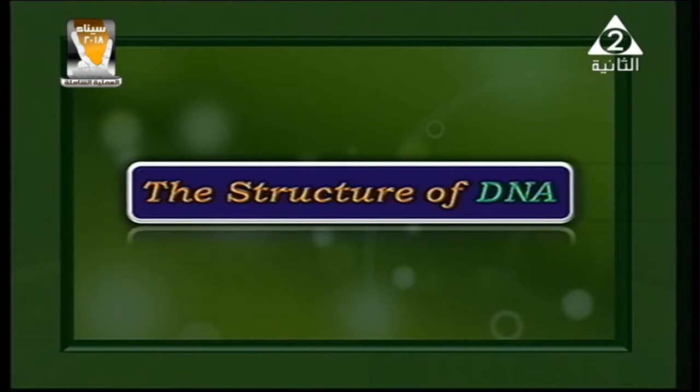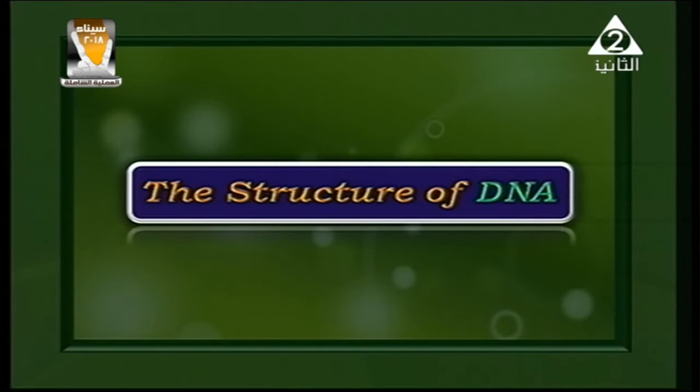The structure of DNA. Last time we covered some experiments about the structure of DNA and what it consists of. As we said, it consists of a sugar of 5 carbons, deoxyribose sugar, remember that, and a phosphate group. And after that, they are linked together with what? With something called a nitrogenous base. They may be adenine, cytosine, thymine, or guanine.